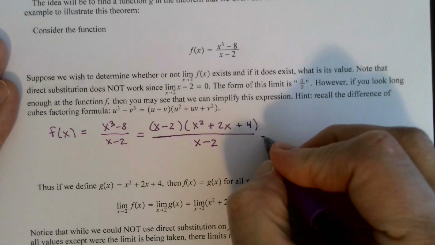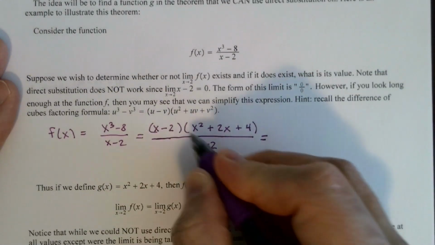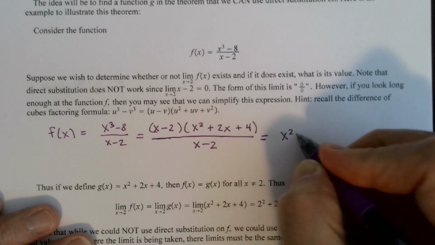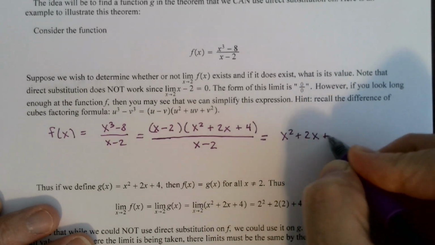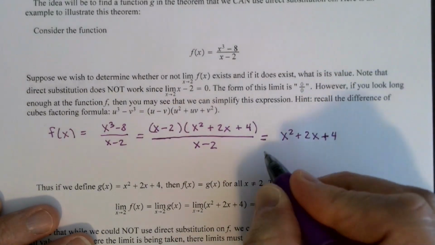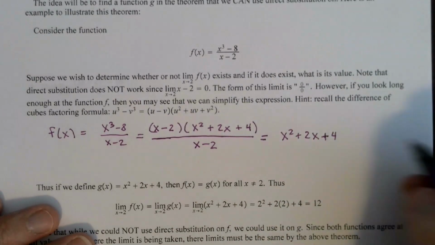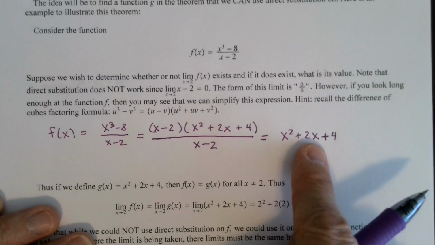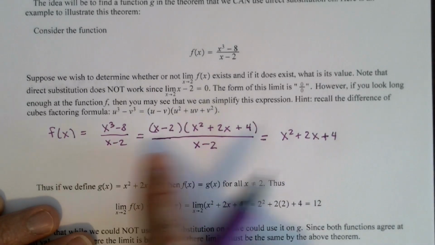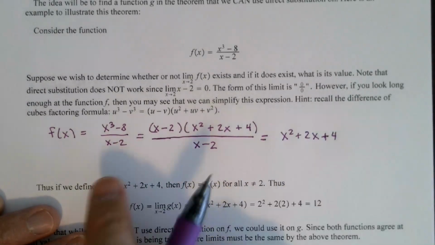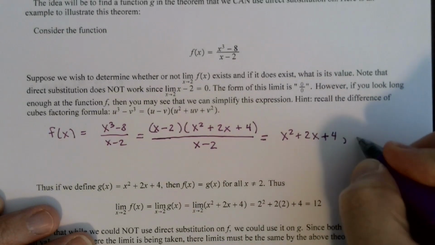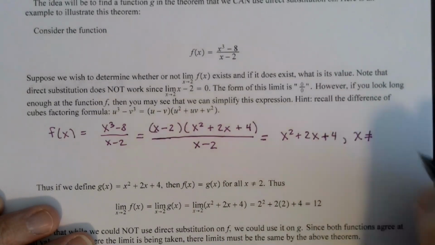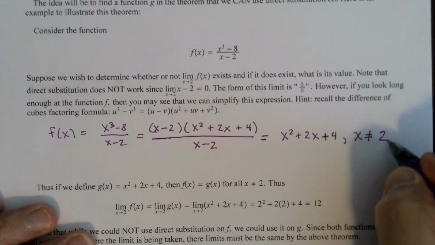Okay, so what can we do now? Both the numerator and denominator have this common factor. I can cancel that out, and I'm just left with what? X squared plus 2x plus 4 divided by 1, essentially, or just that. But in order to say that the thing on the left and this thing on the right are equal, we have to emphasize the fact that this is only true provided x is not equal to what number? Provided x is not equal to 2, right?